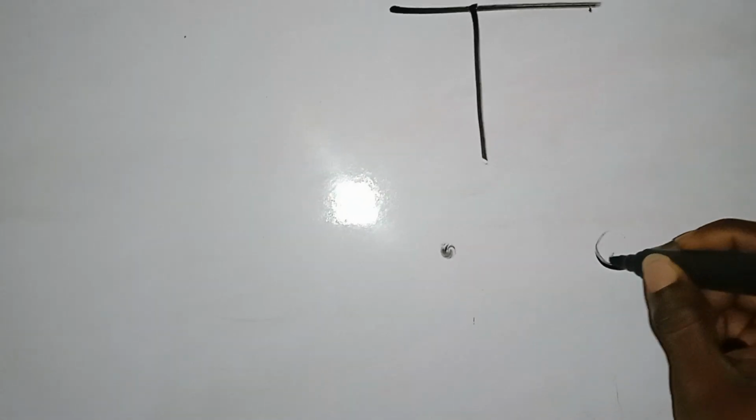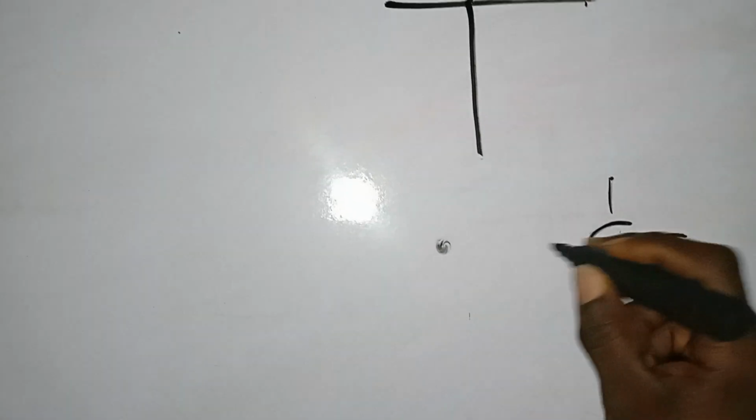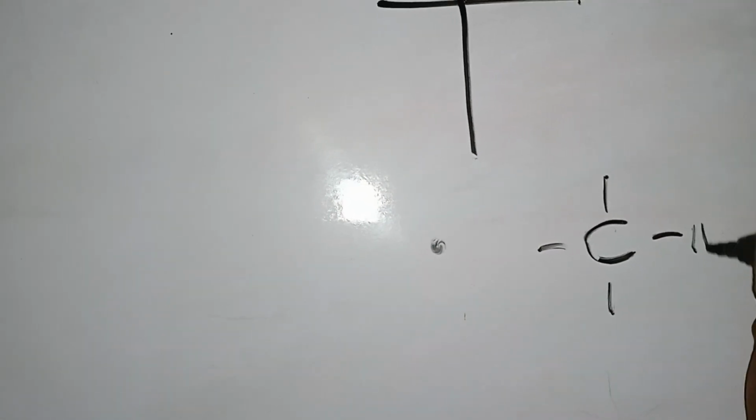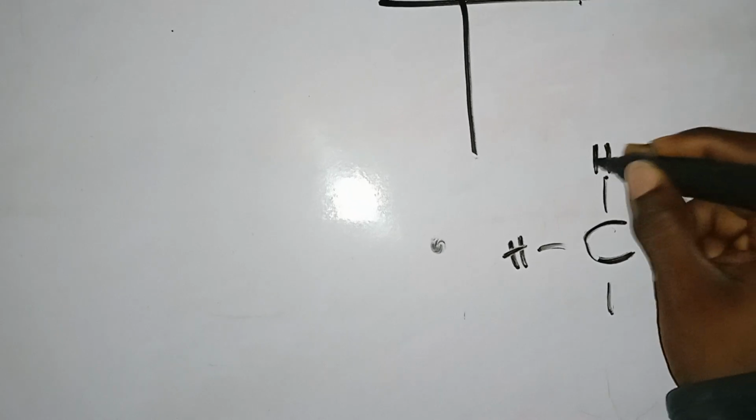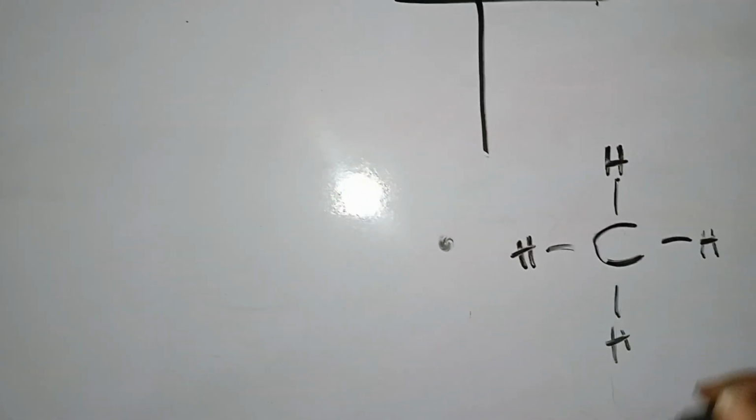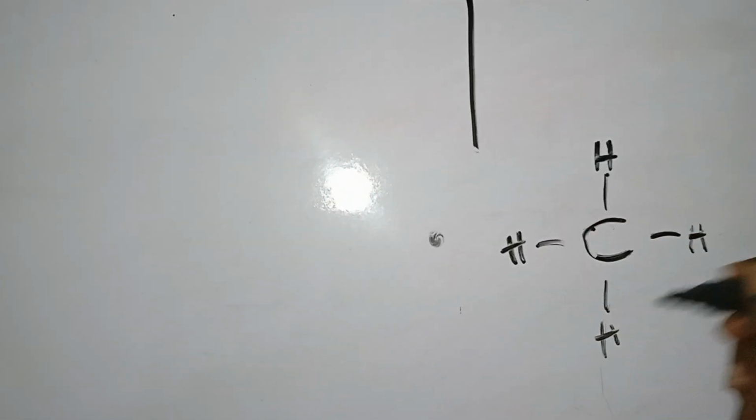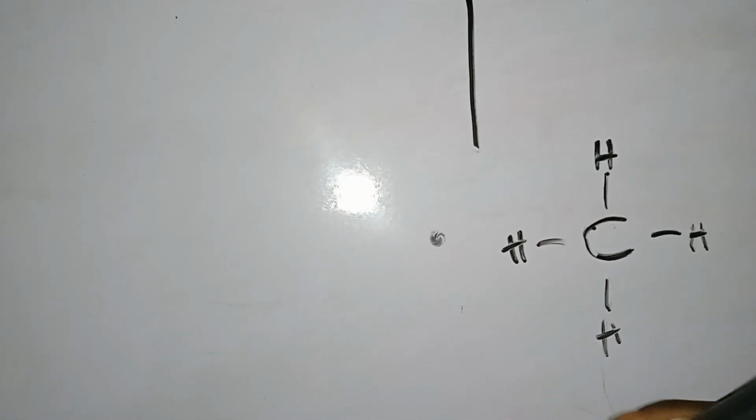So this is just one carbon. And around every carbon that is single, you have 4 hydrogens. And when you have 4 hydrogens, this simply means that this is methane, with single bonds.